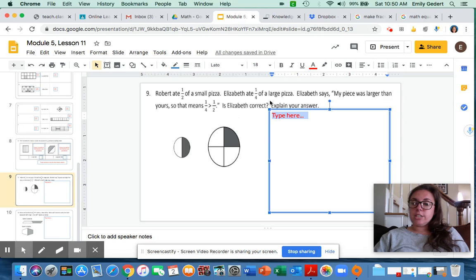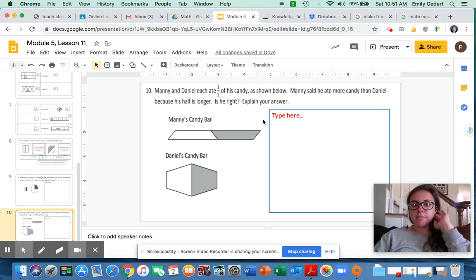So here you need to determine if Elizabeth is correct. So you would say Elizabeth is correct or Elizabeth is incorrect. I know this because. Same for number 10. You're going to answer the question, is Manny correct or is he incorrect? And use these pictures to help you.